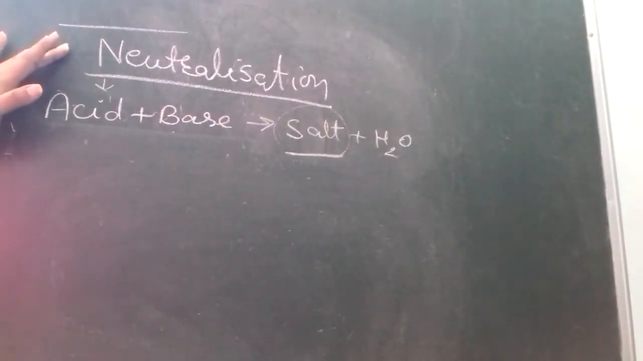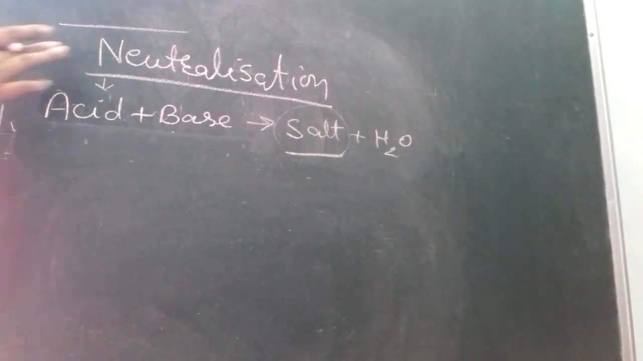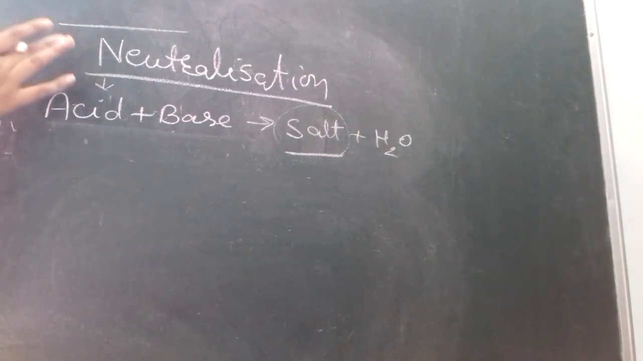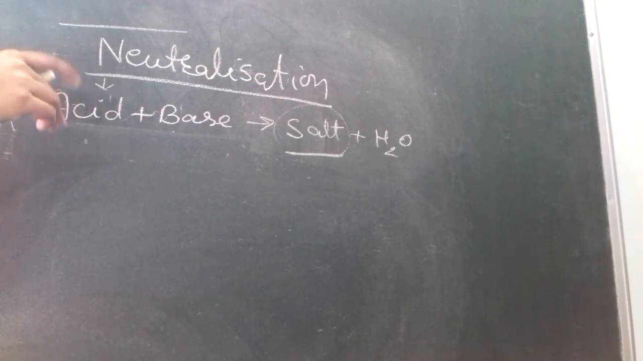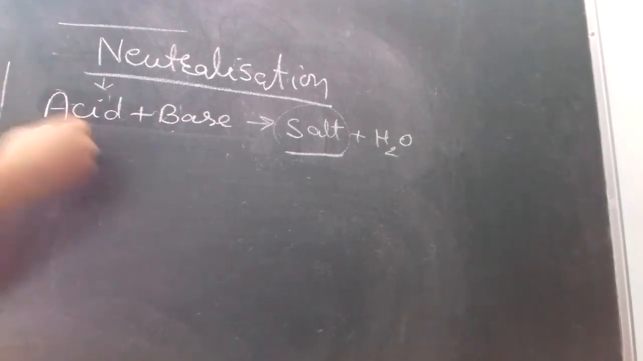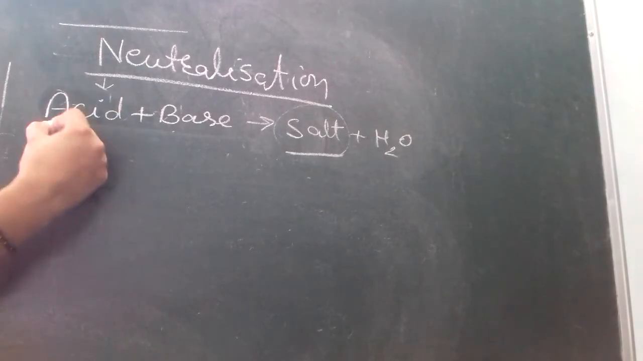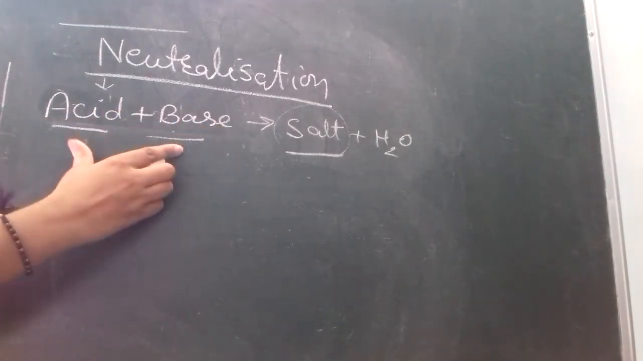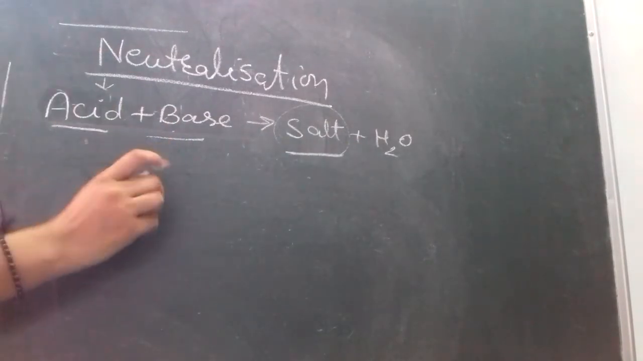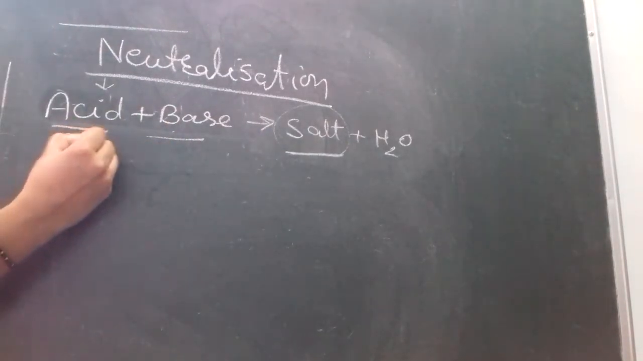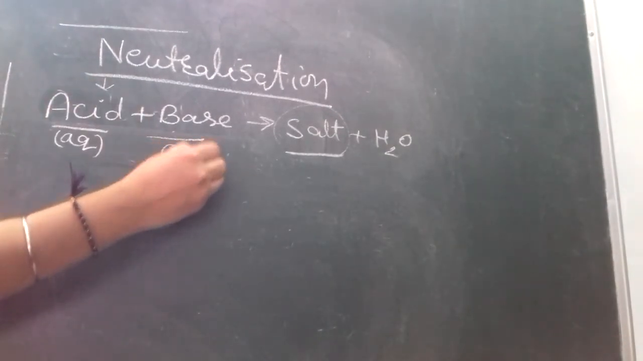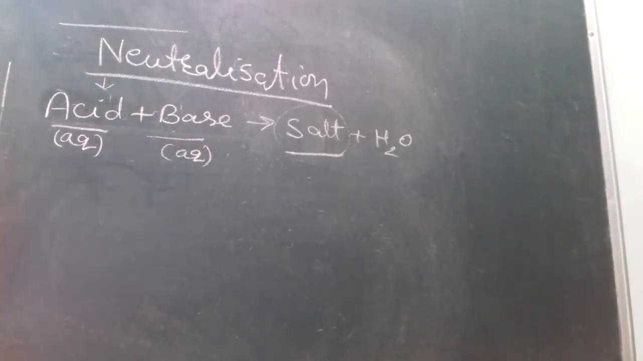Students, neutralization reaction. What is neutralization reaction? About this reaction we have discussed in chapter number 5, our previous chapter. So again we will repeat this topic in explained form. What is neutralization? When acid and base react with each other, then salt and water is formed. This reaction is known as neutralization reaction. But we should mention that acid and base are taken in aqueous state in this reaction.